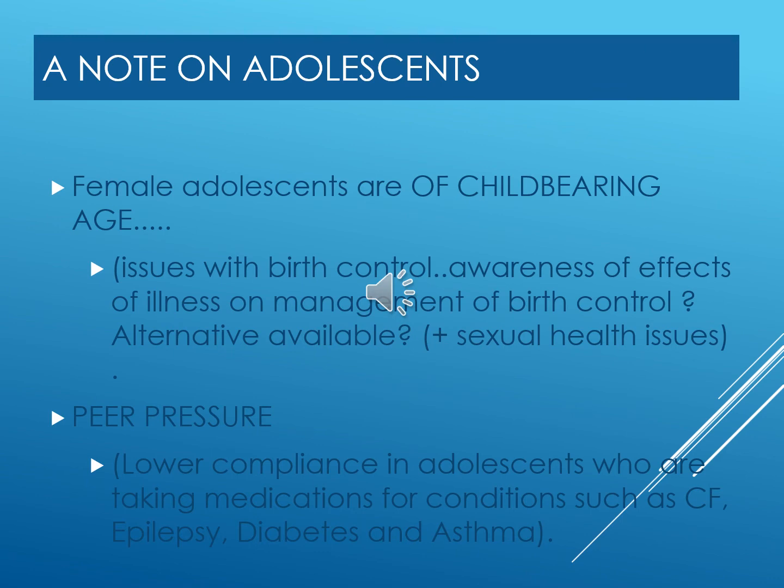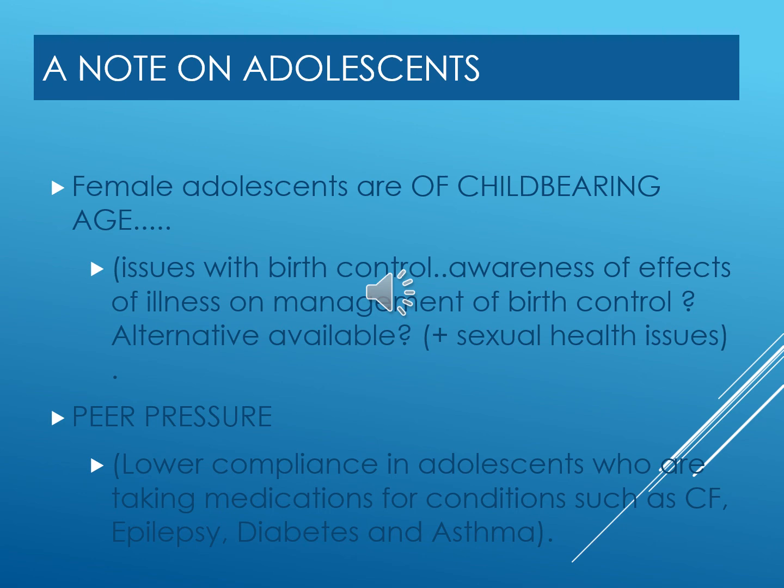Things that I always raise, and it's difficult doing this as an online lecture, because I normally get people to start talking about their own experiences, but things to note: female adolescents are of childbearing age, so always have a think about birth control and effects of illness. So if your adolescent female comes to you with diarrhoea and vomiting, you need to be thinking, is that going to affect the pill? Is that going to affect sexual health issues? What alternatives do you have?